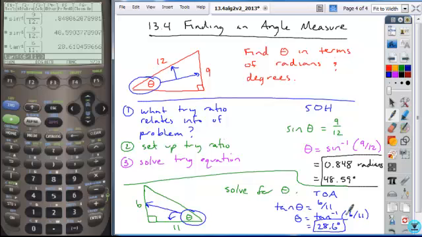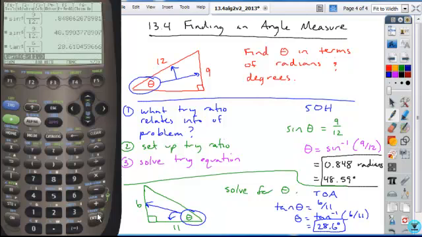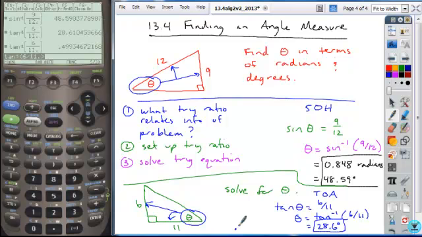And I can simply change the mode into radians and hit enter, and I calculate the radians for this as well. 0.499 would be the equivalent measure in radians.